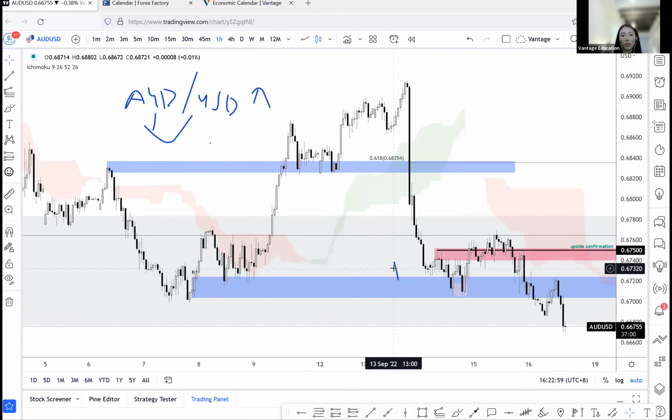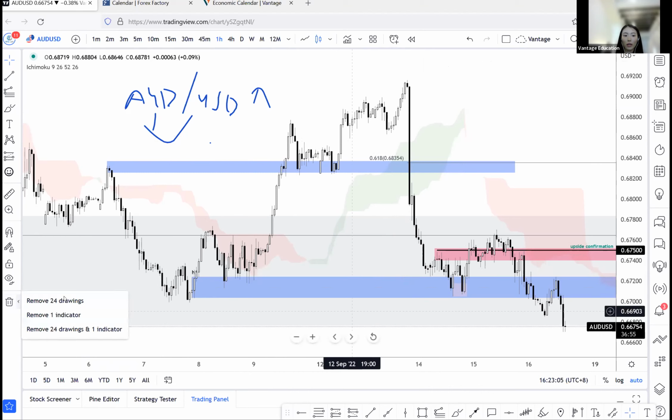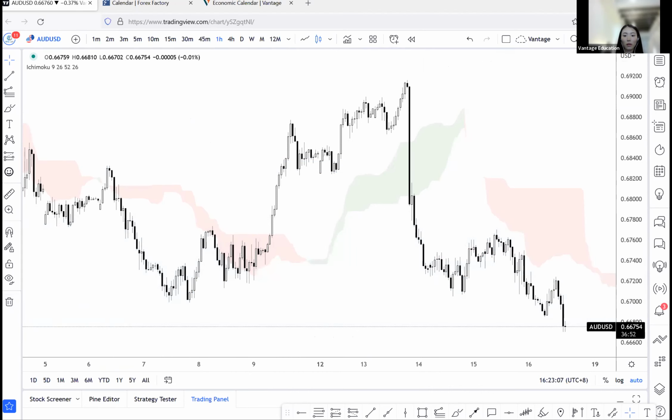So let me just remove all these markings because they are no longer relevant. I'll just remove all of this. So let's take a look at a fresh analysis here. You can see this region, so this is still the support area. This is still the support area that we have.